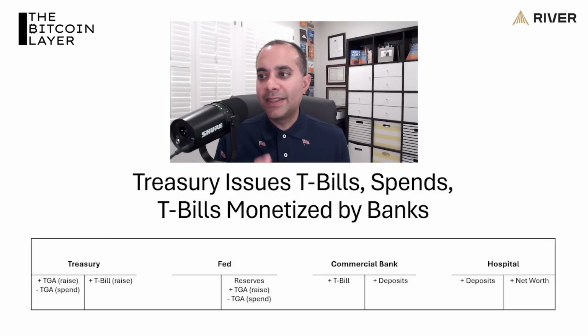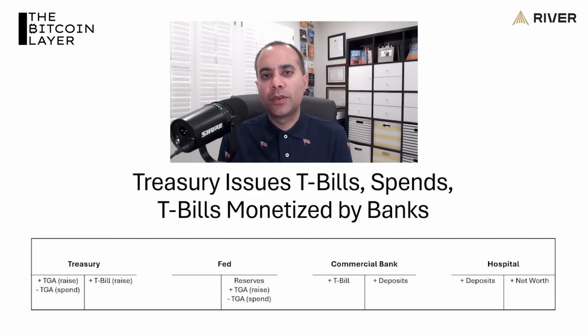Okay, so in this way, we are looking at the Treasury Department spending money, that's the minus TGA, plus deposits. When the Treasury spends money, it ends up as a deposit in a bank account somewhere in the commercial banking system, and the hospital gains in net worth. Okay, so how does a bank monetize the T-bill here? How does all of this happen?